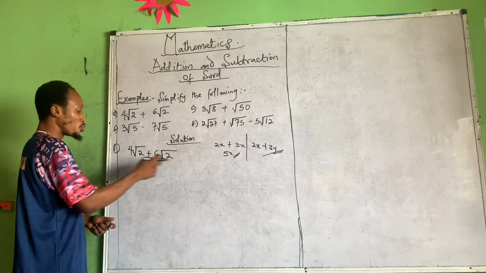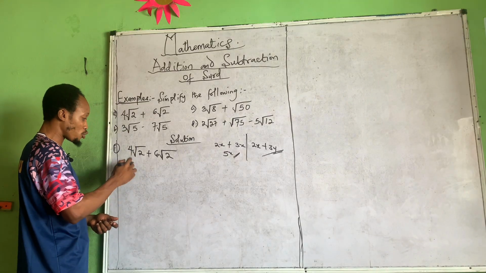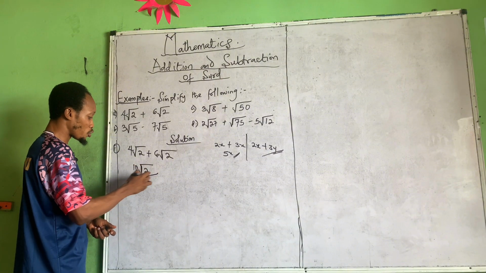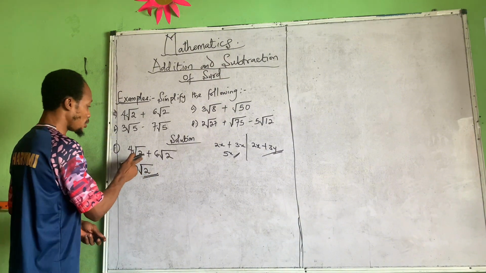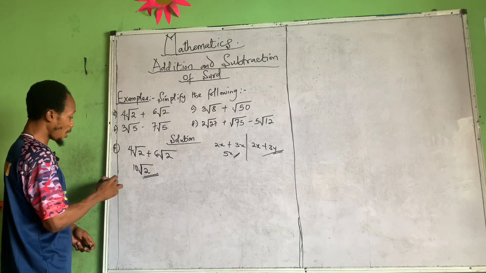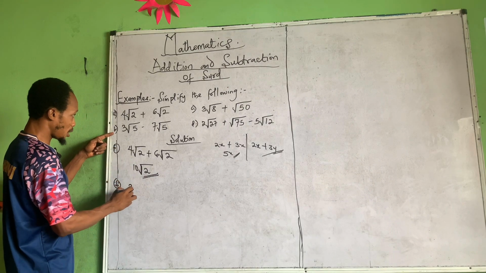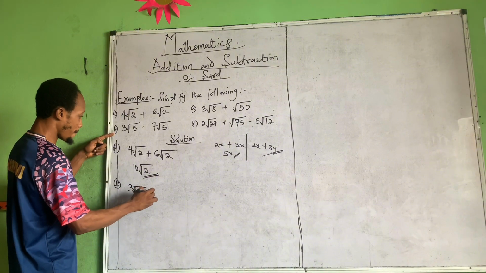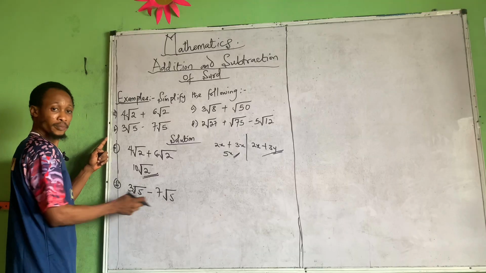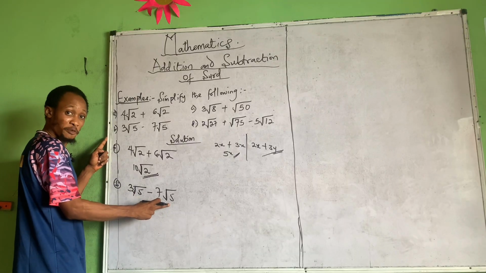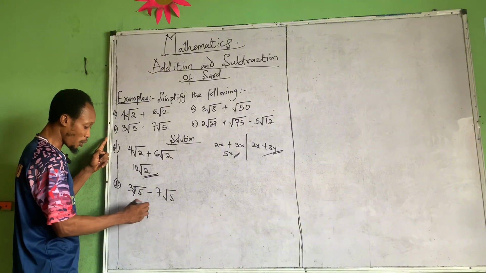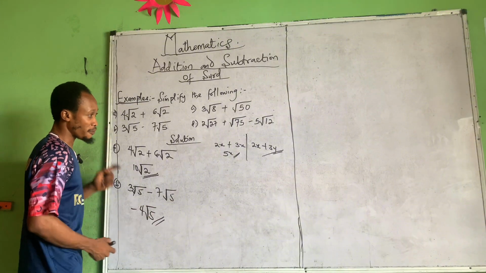So you have root 2 here, so they can be simplified. You can add them together. So 4 plus 6 is what? 10 root 2. That's for this. You have your root 2, then 10. Then the second one, we have B, which is 3 root 5 minus 7 root 5. They can also be simplified because they have the same root. So 3 minus 7 is minus 4, then root 5.